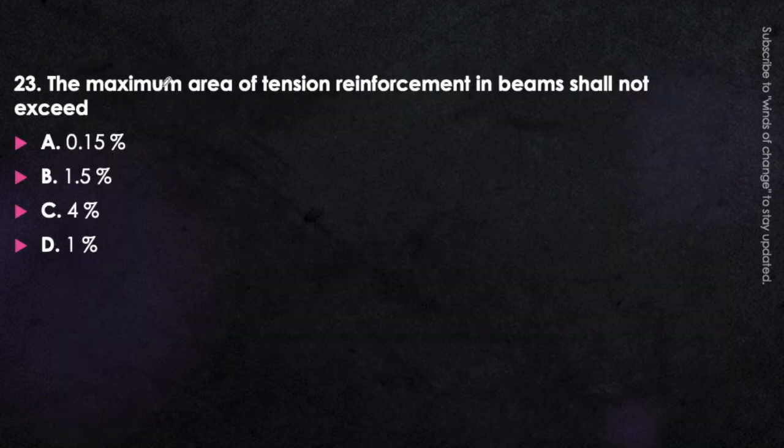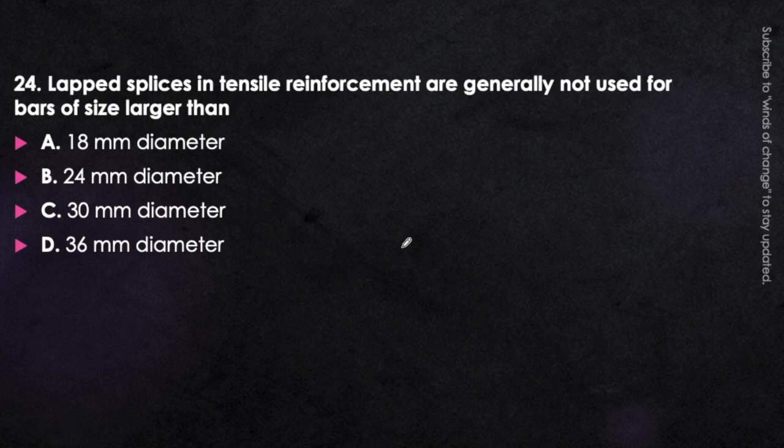Next question. The maximum area of the tension reinforcement in a beam shall not exceed 0.15%, 1.5%, 4%, or 1%. Here we are talking about the maximum area of tension reinforcement. We have already seen a question about compression reinforcement. Now it is being asked about tension reinforcement. As given in IS 456, it should not exceed 4%. Memorize it, it is very important. Next question.